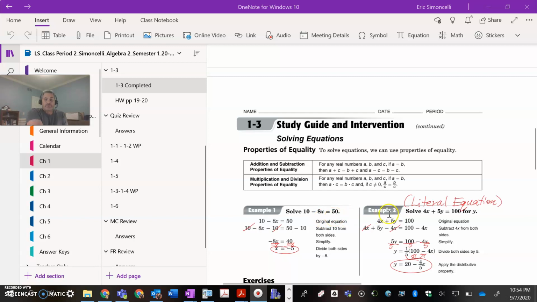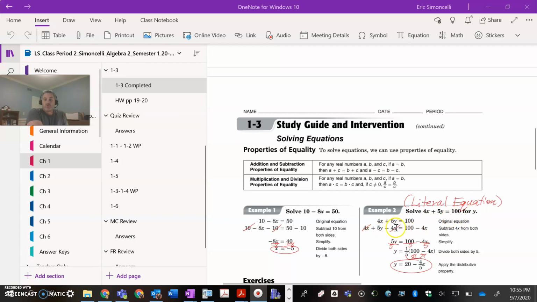Example 2. This is a first example of which you're solving an equation for y. You're not actually going to get a number here. Another way to frame this is something called a literal equation. It's also just using an expression to solve for another expression basically, or a variable in terms of another. So in this case 4x plus 5y equals 100, and you're going to solve for y.